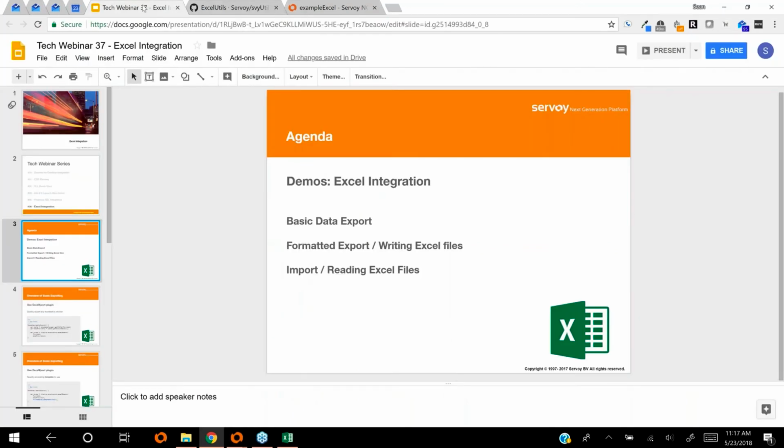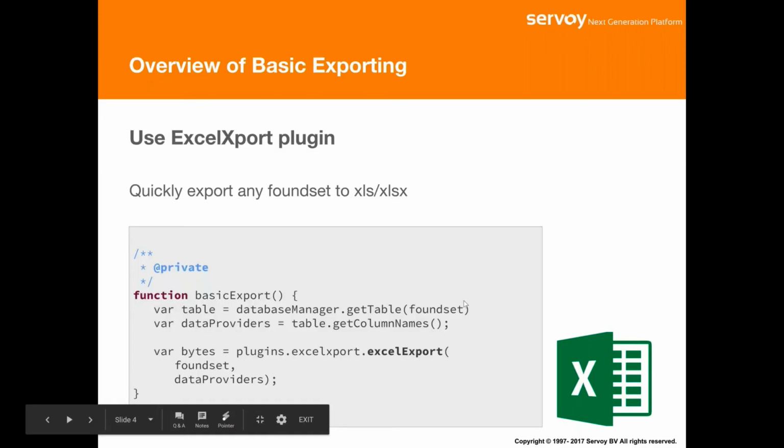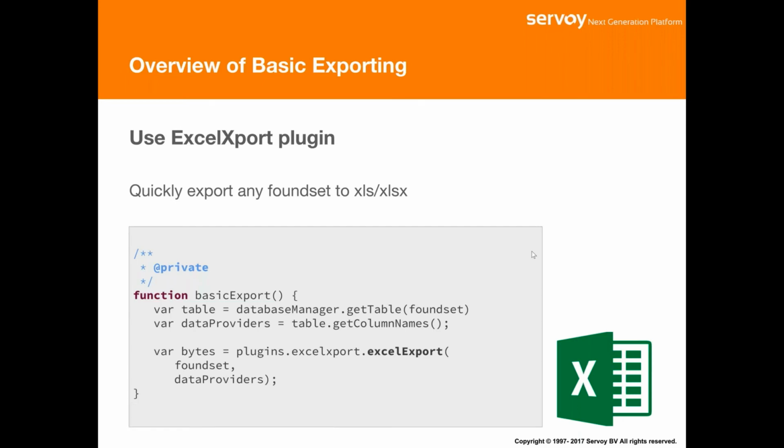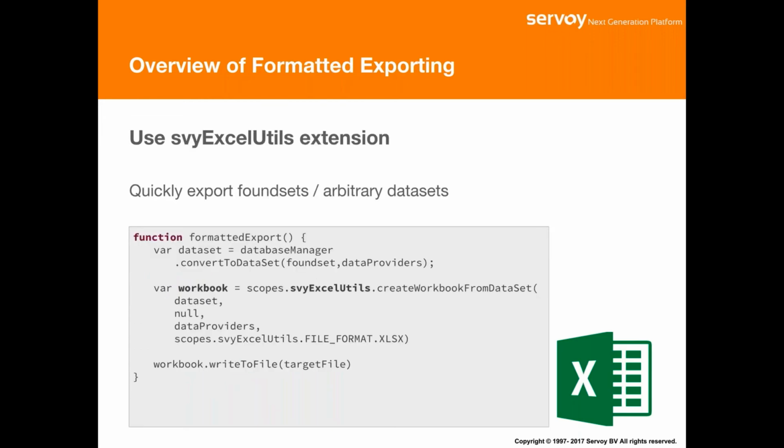Just want to take you over sort of an overview of what we saw, and then we'll take some questions. So for the basic export, we use the Excel export plugin. This ships with Servoy by default, so you don't have to do anything to set this up. You should find it in any project that you're using, and it's one line of code. It's called Excel export, and you give it your found set, and you give it an array of data providers that you want to export. You can optionally give it a template, and it'll fill an existing spreadsheet, that's formatted the way you want it, with the data.